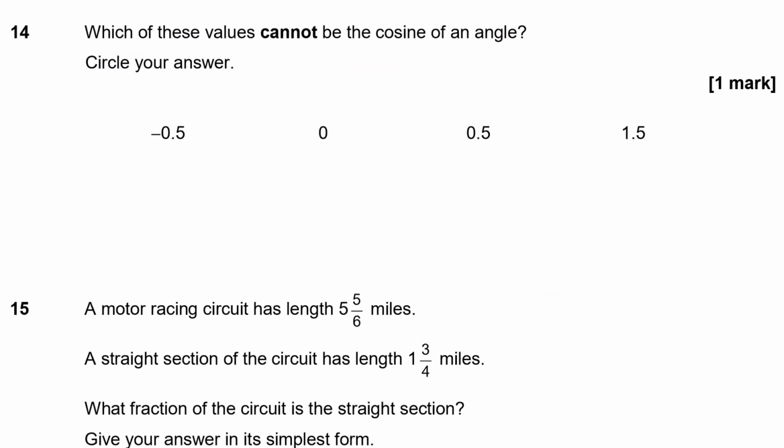Question 14. Which of these values cannot be the cosine of an angle? Circle your answer. Okay. Well, all sines and cosines must be between -1 and 1. So anything above 1 or less than -1 cannot be the cosine or a sine of an angle. So minus 0.5 is fine, 0 is fine, 0.5 is fine, but 1.5 is outside the range of possible solutions.